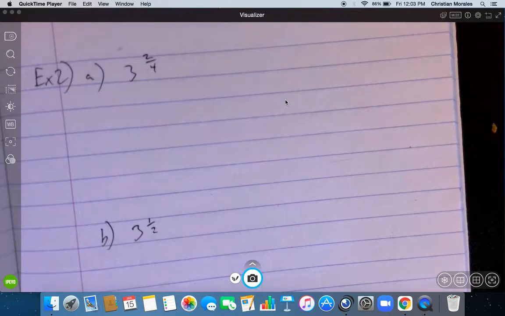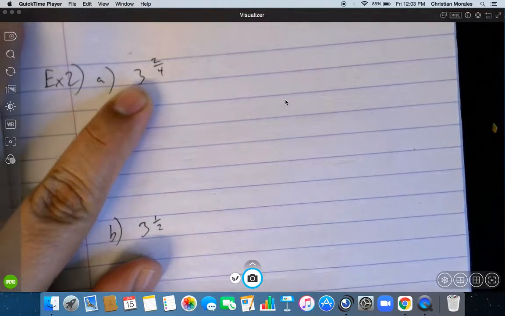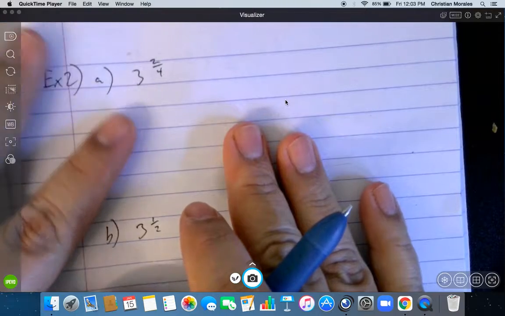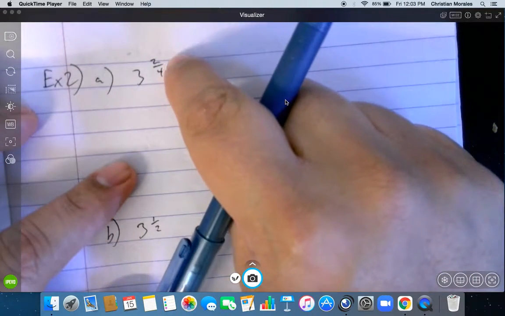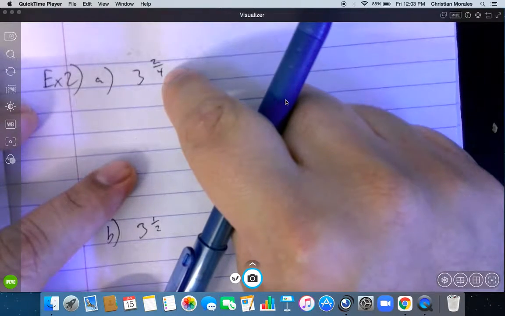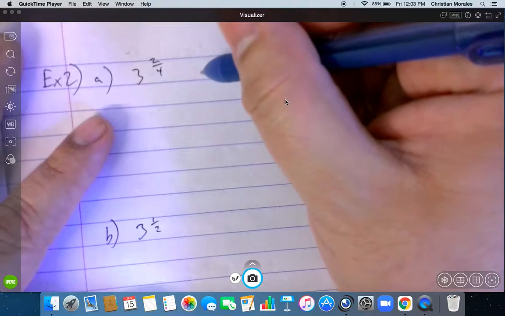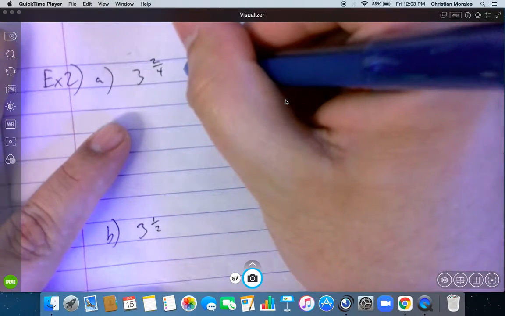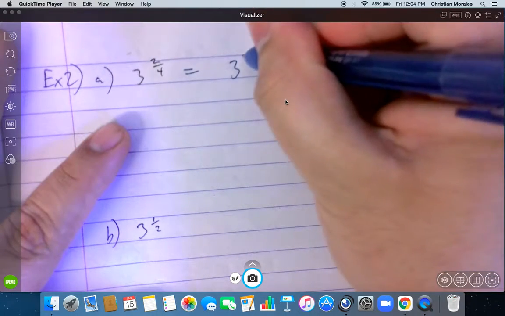Now, if you have a fraction, what you're going to do is a little different because there's really two exponents here. There's a number on top and a number on bottom, okay? So the rule for this is the number on the top would be considered your regular exponent. It would be 3 to the second power.